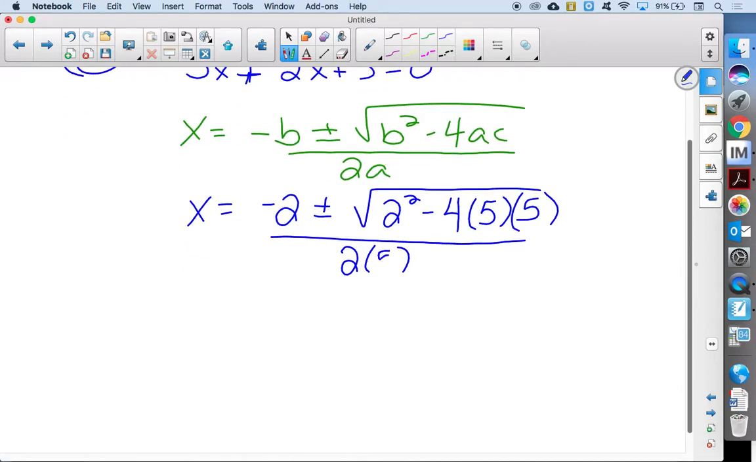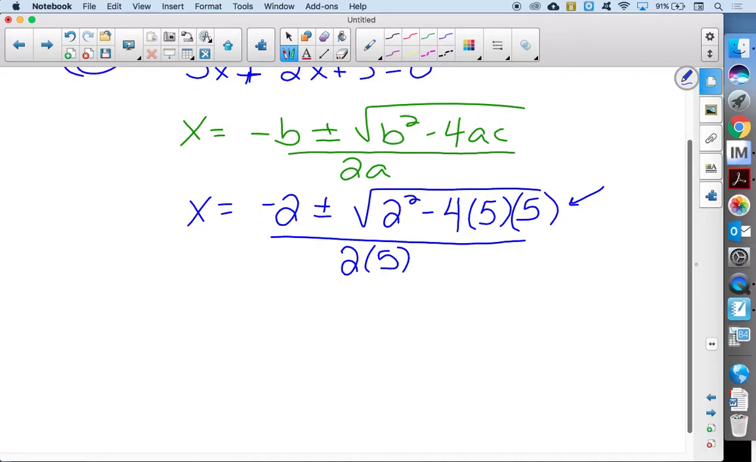Does anybody remember what the underneath part is called? Just the numbers underneath the square root? Tyler? Who said it? Ethan? Is that you? The discriminant. Oh, discriminant. Yeah. So the numbers underneath are the discriminant.